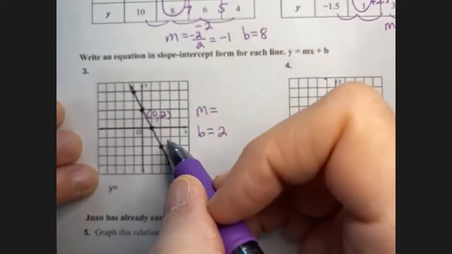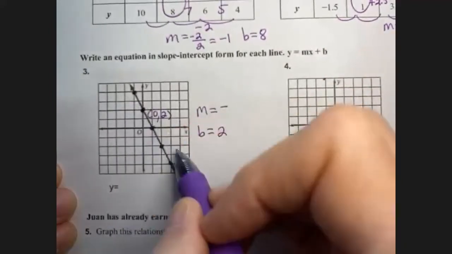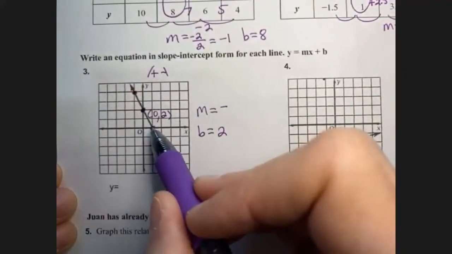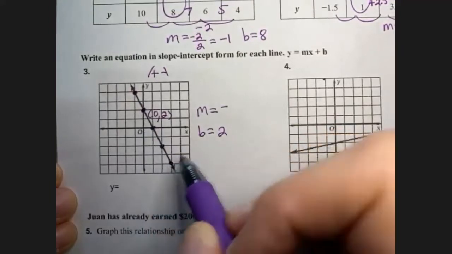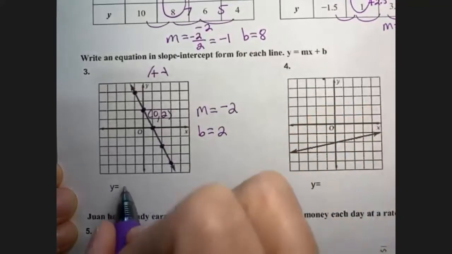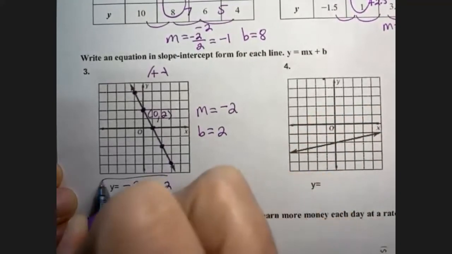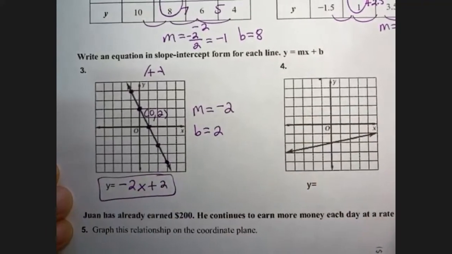Draw those points in. It looks like a negative slope to me, so I'm going to put negative because I can think about slope guy. It's going to go down 2 over 1, down 2 over 1, down 2 over 1, so that's a negative 2 slope. And I'm going to write my equation, negative 2x plus 2, and I'm done. Just find the m and the b.